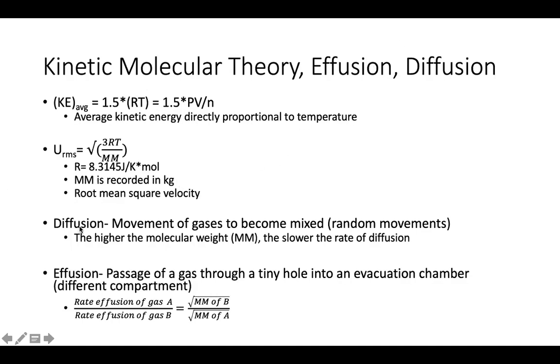Diffusion. Just remember, diffusion is your movement of gases. It's random, but it is down a concentration gradient. The net movement is down the concentration gradient. Just note that your rate of diffusion is dependent on your molar mass, and they're inversely related. The higher the molar mass, the slower the rate of diffusion. That's really all you need to know for diffusion, besides theoretical, conceptual questions.